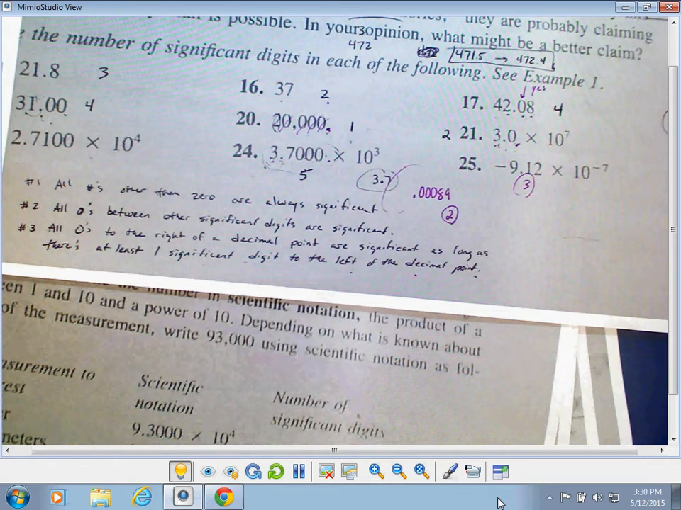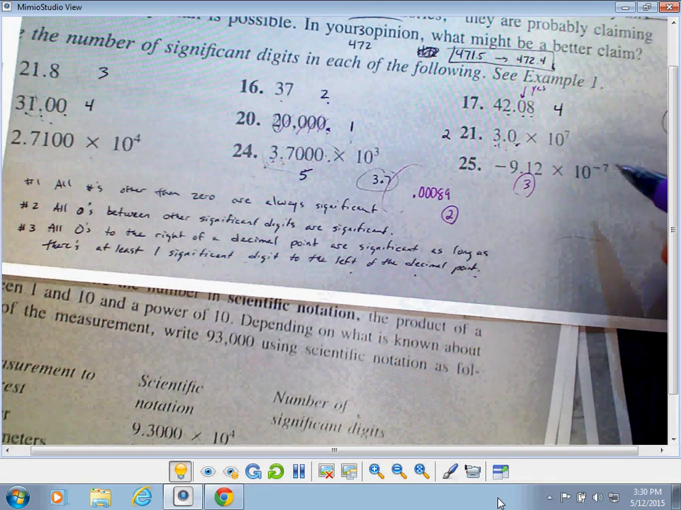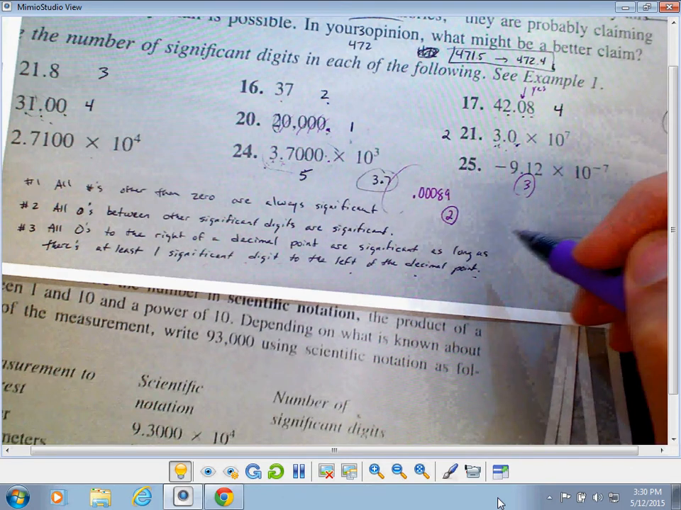I think the best way to do these kind of problems is to write them in scientific notation. Scientific notation really helps you figure out how many significant digits there are. My guess is that's the best possible way to write it.